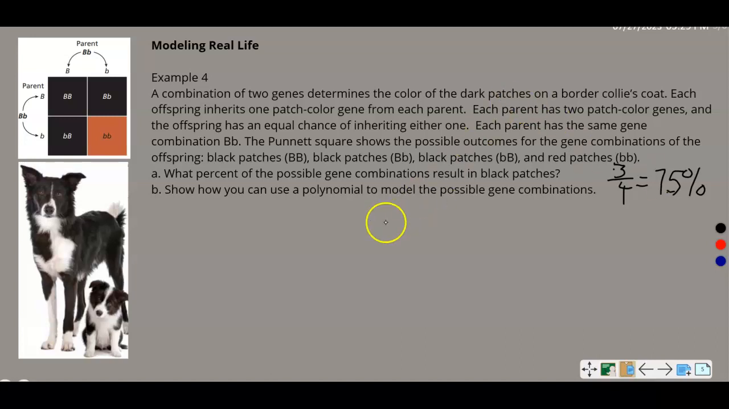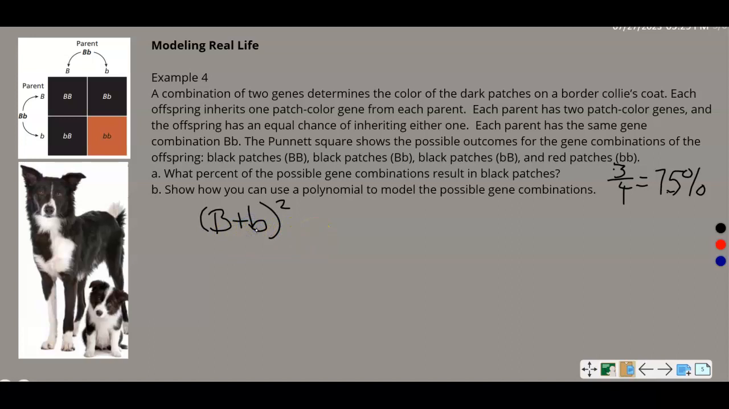All right, so show how you can use a polynomial to model the possible gene combinations. Since one parent has a capital B and a lowercase b, and the other parent has a capital B and a lowercase b, then we can use what we've been looking at as capital B plus lowercase b squared, because we have this side times this side, which is the same thing as our binomial squared.